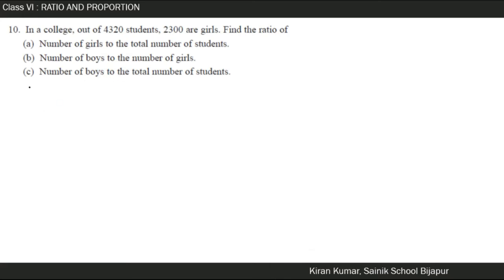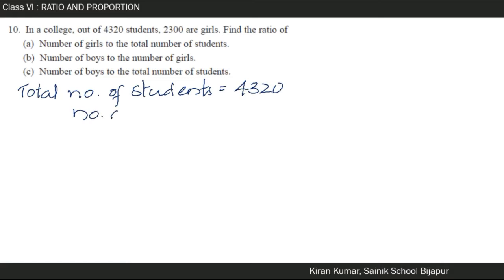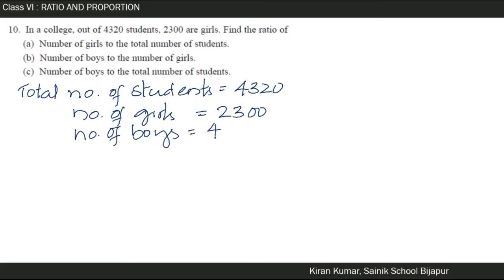Here, let me mention the given things. They have mentioned that the total number of students is 4,320 and the number of girls given are 2,300. So the number of boys will be the total minus the number of girls, and we get it as 2020. Now we shall find the first ratio.